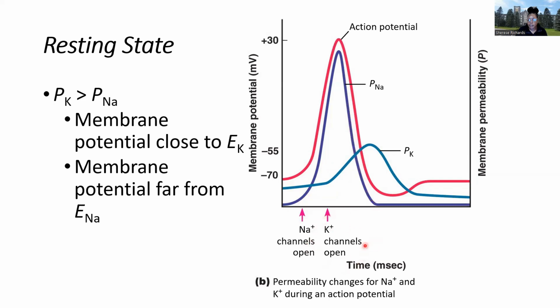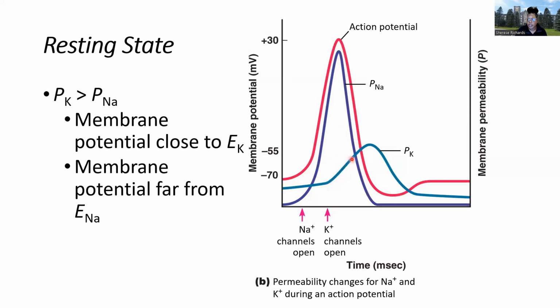Alternatively, potassium's permeability starts off a little bit higher than sodium, which we know is true when the cell is at rest. And then the potassium channels open up, really midway through the duration of the action potential. So potassium channels don't open up until the cell is at +30. So this is the point at which these potassium channels will open up.